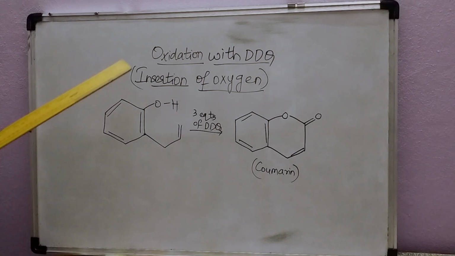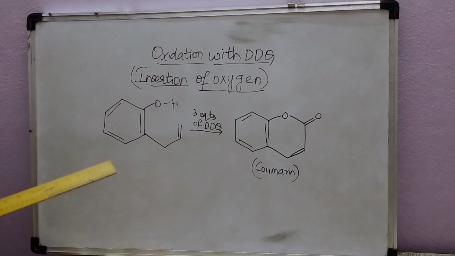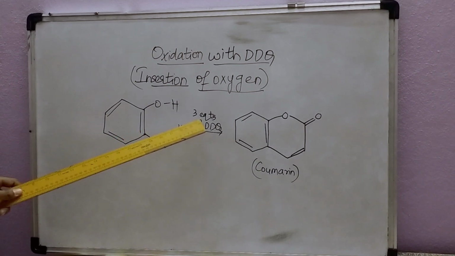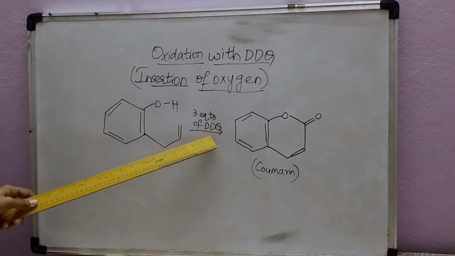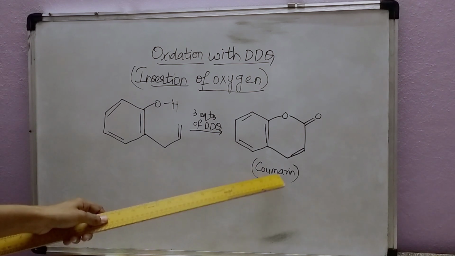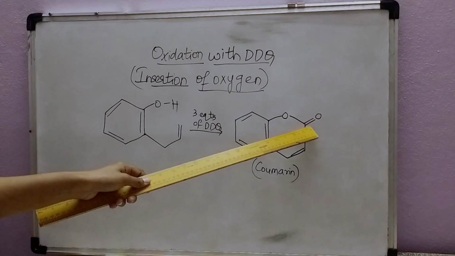Today we'll be learning oxidation with DDQ, where insertion of oxygen is seen. For example, we'll be taking this compound, which is reacting with 3 equivalents of DDQ, and it will give us a structure called coumarin. In coumarin, we can see ring closure occurring here as well as an oxygen being inserted.